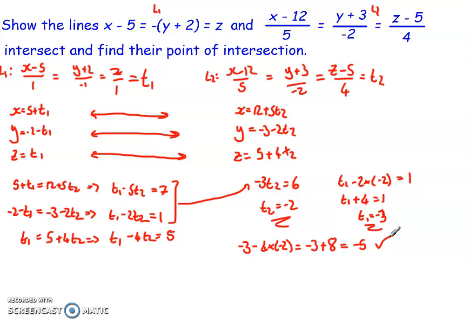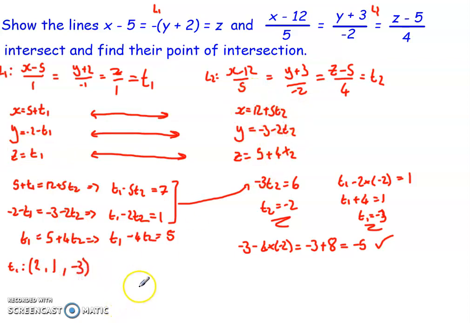Now I've got to find the point of intersection. So I could use either value of t1 and t2 and substitute them into either set as long as I remember it's the correct set. So if I was to use t1, for example, what I'd get is x is 5 plus t1, so I'd get 5 plus negative 3, so 5 minus 3, that would give me 2. I'd get negative 2 minus t1, so negative 2 minus 3, so negative 2 plus 3, which is 1, and z would just be negative 3.